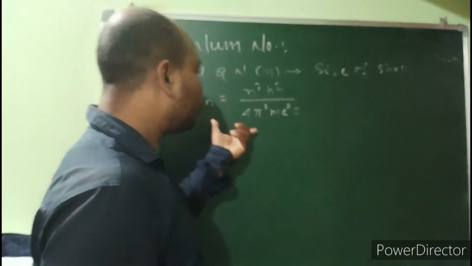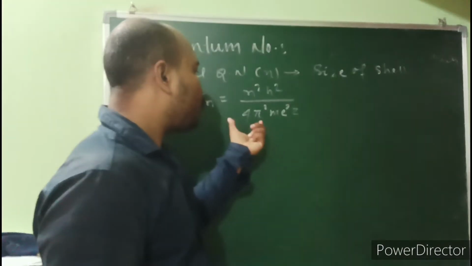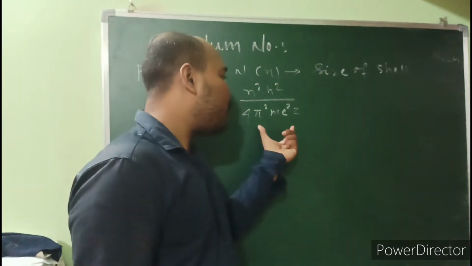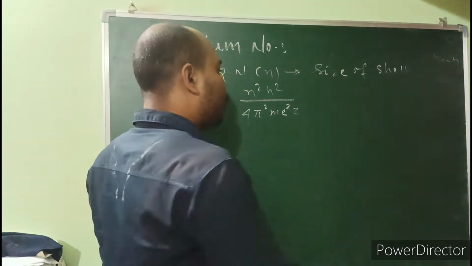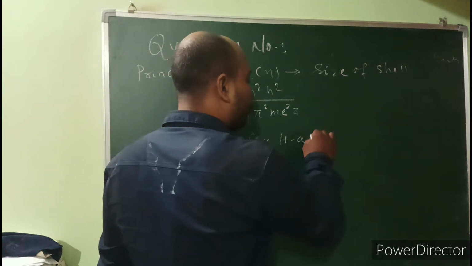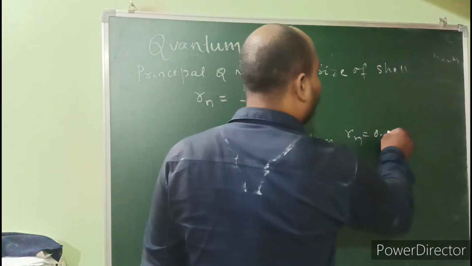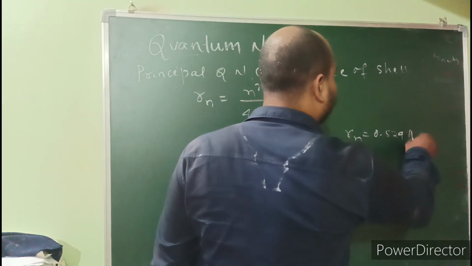The radius of the shell can be derived with the formula n square h square upon 4 pi square m e square Z. For the hydrogen atom, if we put in the values, we will find that the radius is 0.529 Angstrom.